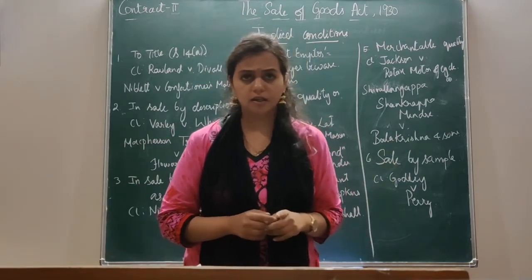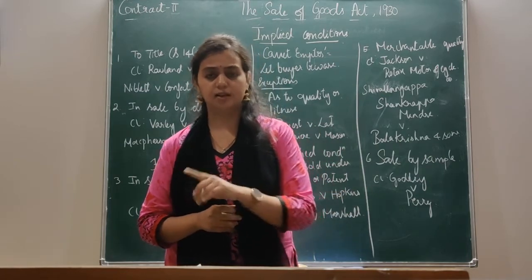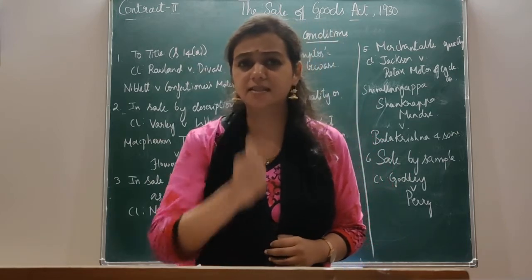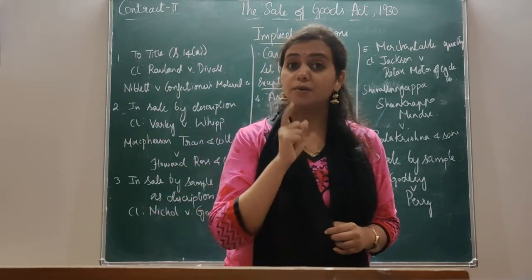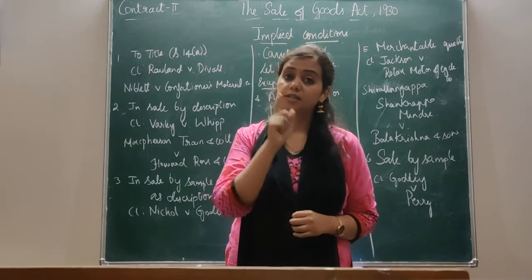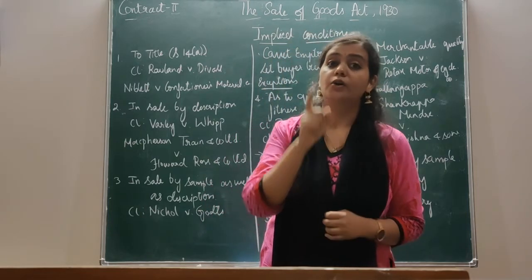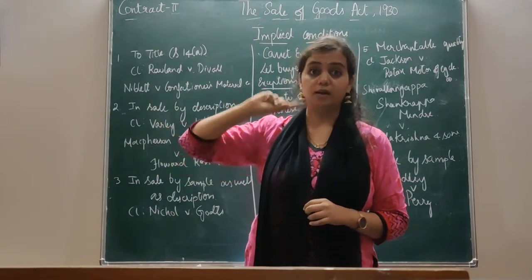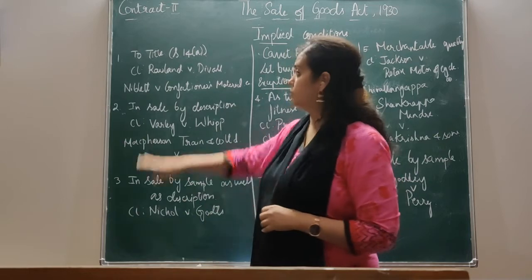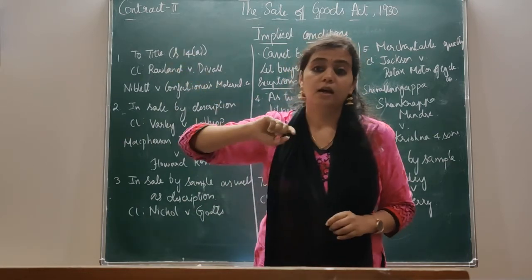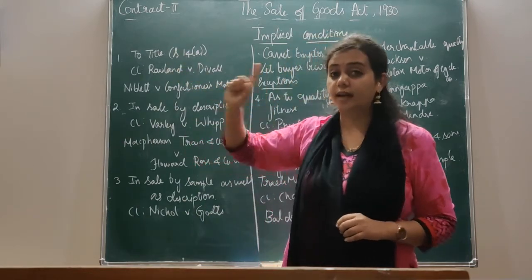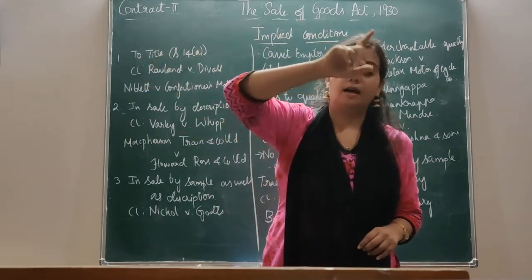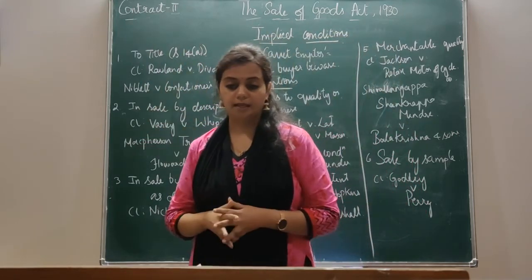So either the owner or his authorized agent can sell the goods to the buyer. So before the sale takes place, what is necessary? There should be a good title, right? The person who is selling should have a good title so that he can sell the goods to the buyer and the buyer also gets a good title for those goods. So that is what title is. Implied condition as to title means there has to be a title to the goods for the seller so that he can sell it to the buyer.